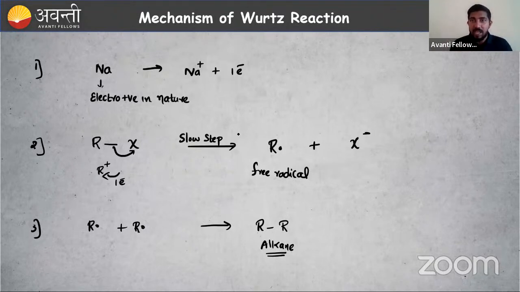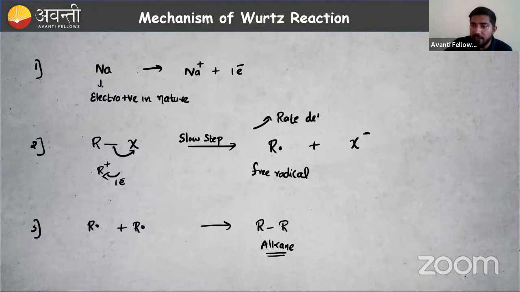Similarly, in the reaction rate, we have to find the time taken for the reaction to be completed. So the slowest step will determine that. So the slowest step is known as rate determining step. You will study about rate determining step next year, in a complete chapter known as chemical kinetics. So this is the mechanism of our Wurtz reaction.